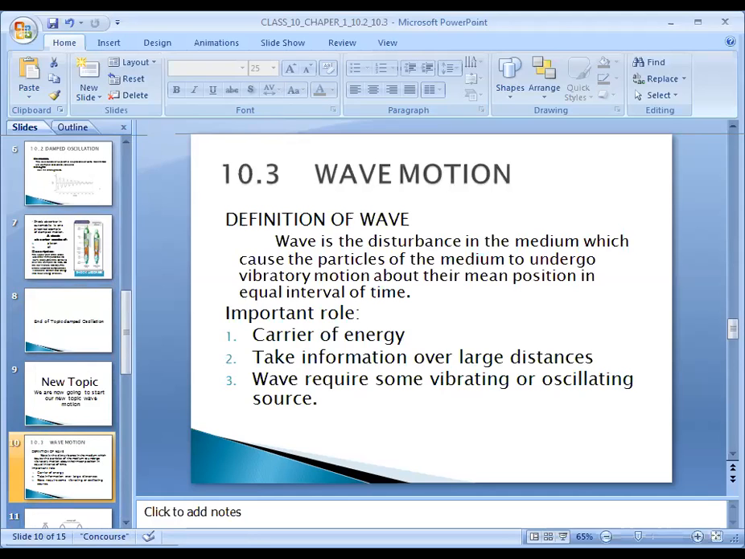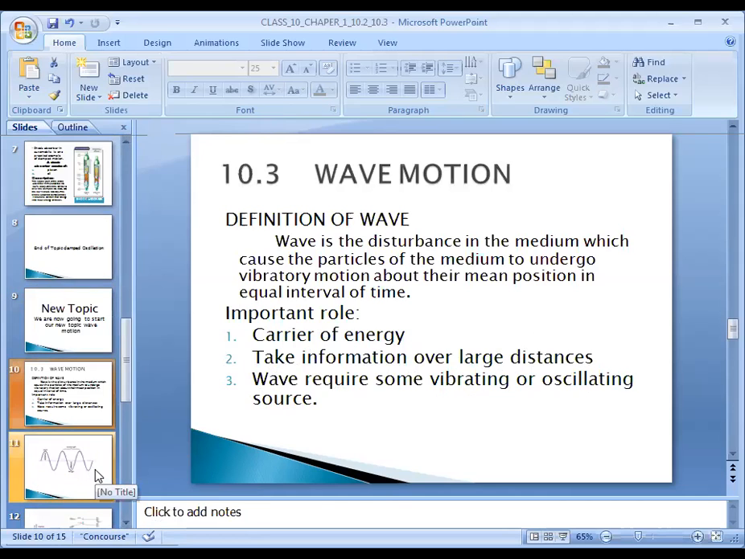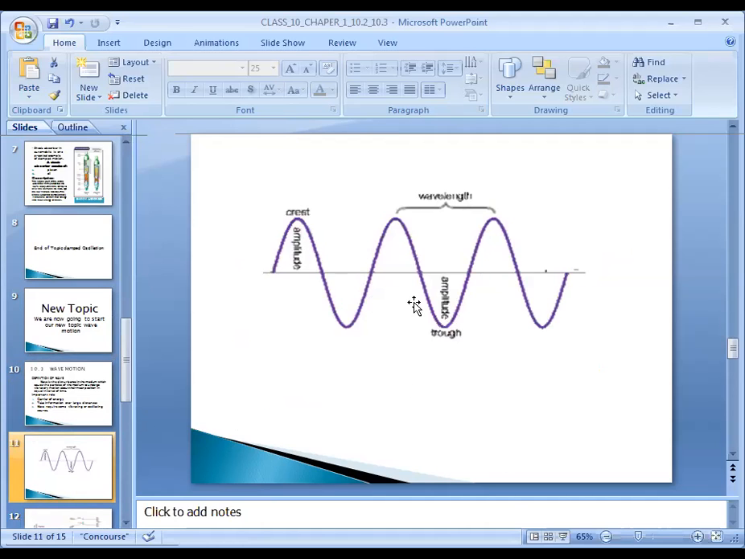So I told you, wave plays a very important role in daily life, like being the carrier of energy, and taking information over large distances. A wave requires some vibratory or oscillating source. These are the three very important things. Before going into detail, I would like to introduce you to the wave.